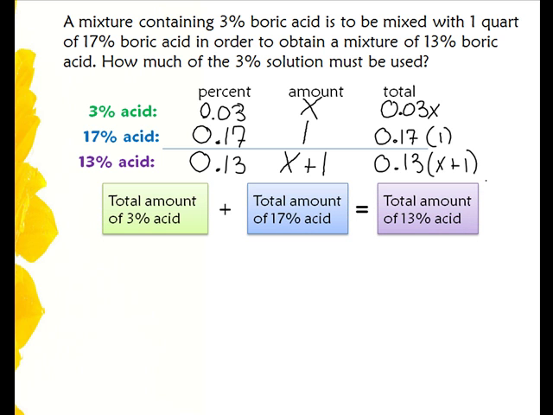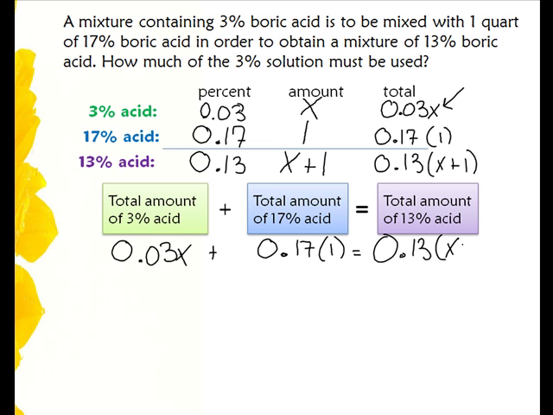So let's figure out an equation. We take the total amount of 3% acid plus the total amount of 17% acid, and that should give us the total amount of 13% acid. What is our total amount of 3% acid? It's this right here, 0.03x, plus our total amount of 17% acid, which we just figured out is 0.17 times 1. And that should equal our total amount, 0.13 times x plus 1.